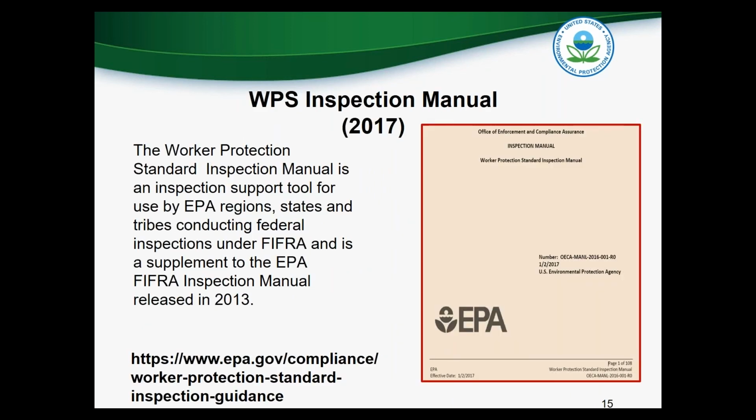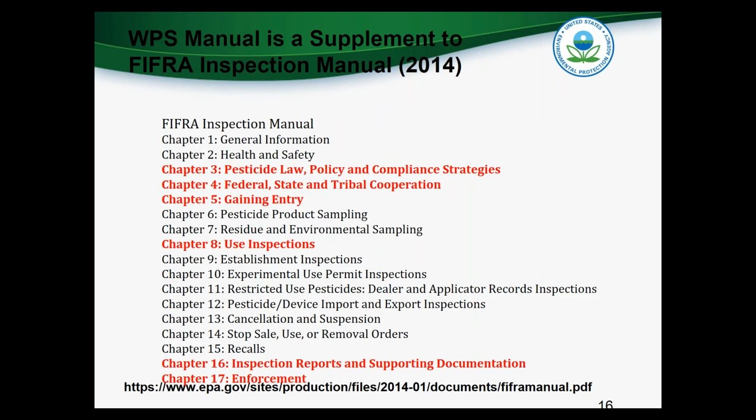To help EPA and states and tribes conduct WPS inspections, EPA developed the WPS Inspection Manual. EPA inspectors and anyone conducting WPS inspections using a federal credential needs to follow the manual. But states and tribes may also want to have this manual as a reference, and it's available on EPA's website at the address shown. The manual really focuses on aspects of FIFRA inspections that are specific to the Worker Protection Standard. And it's a supplement to the overall EPA FIFRA inspection manual that was released in 2013. So for basic FIFRA inspection information, you can refer to the FIFRA inspection manual.